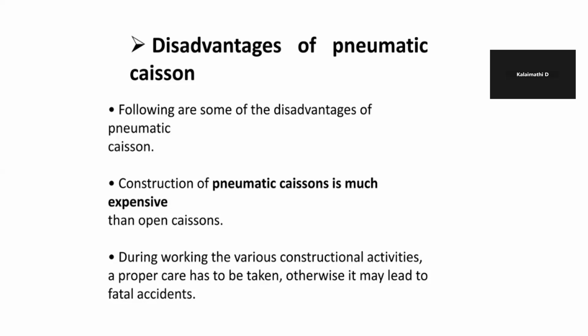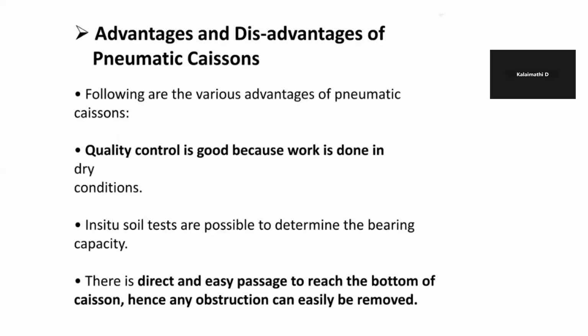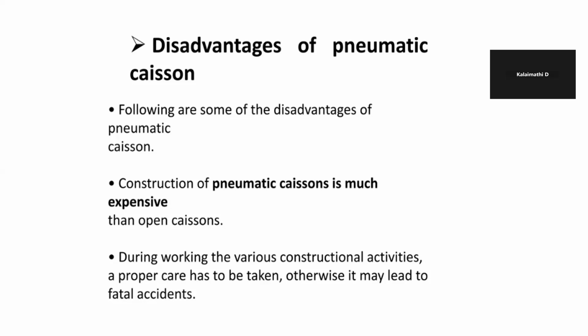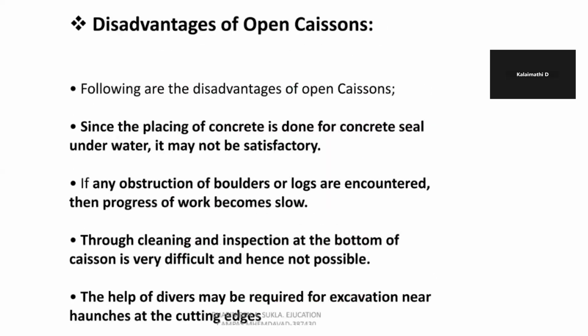Now, advantages and disadvantages of pneumatic caisson. Advantages: quality control is good because work is done in dry conditions. In situ soil tests are possible. There is direct and easy passage to reach the bottom of the caisson, hence no obstruction will be a concern. Disadvantages: it is much more expensive, skilled labor is essential, and fatal accidents may also occur.